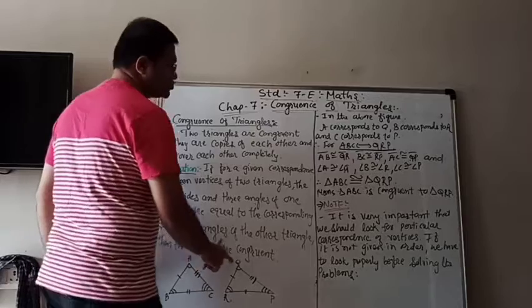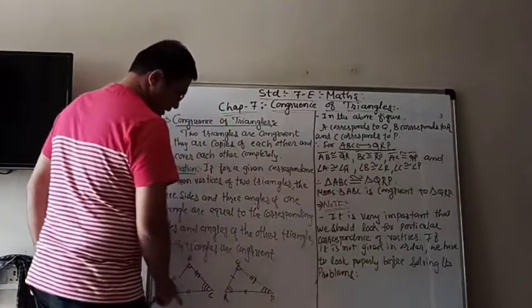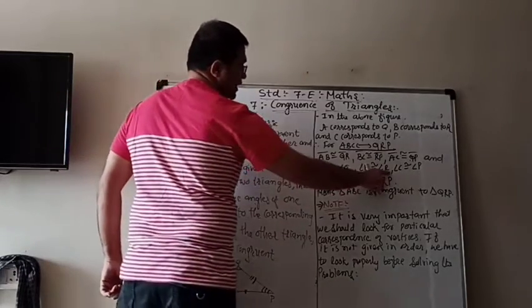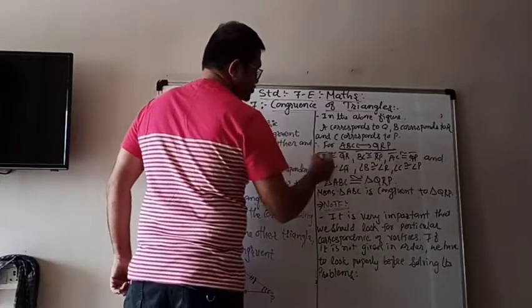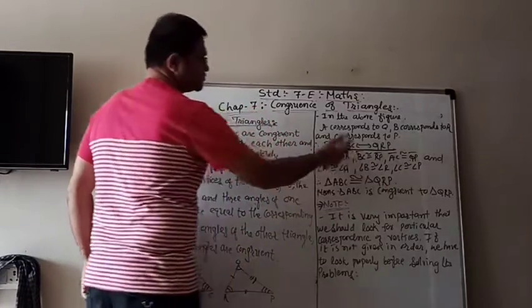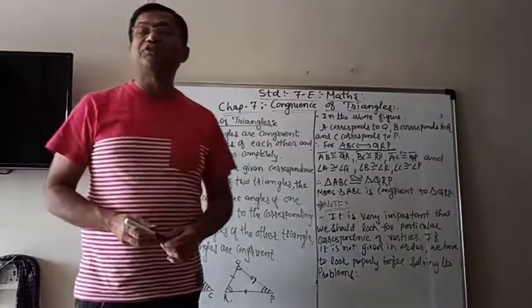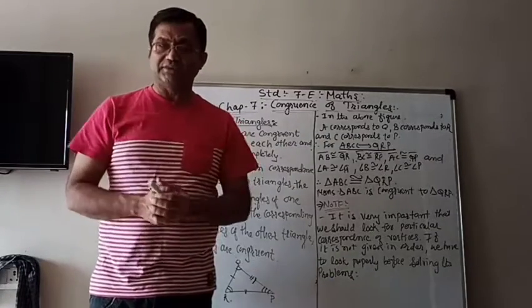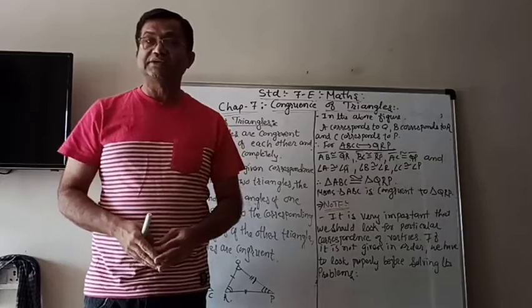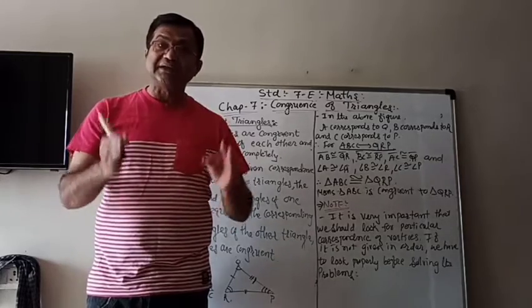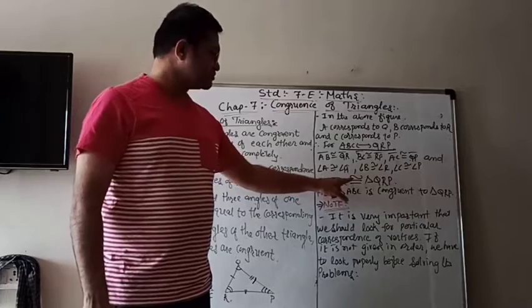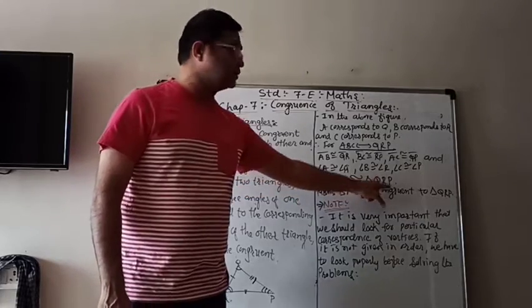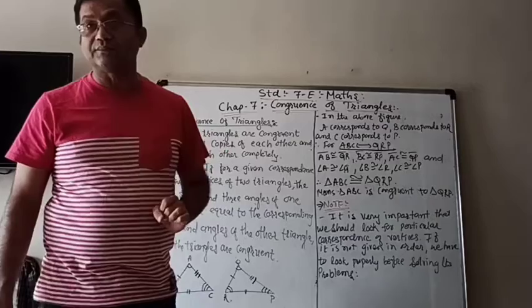Similarly, angle A is congruent to angle Q, angle B is congruent to angle R, and angle C is congruent to angle P. So if both these requirements are fulfilled, then we can say that these two triangles are congruent, and we write it as triangle ABC congruent to triangle QRP, not PQR.